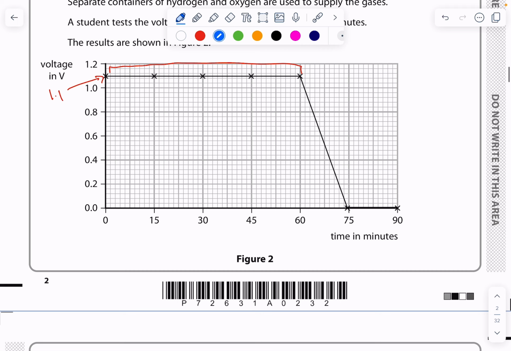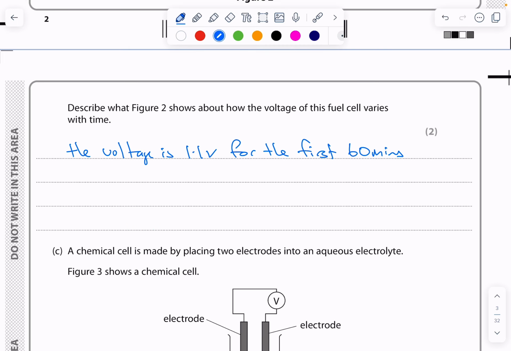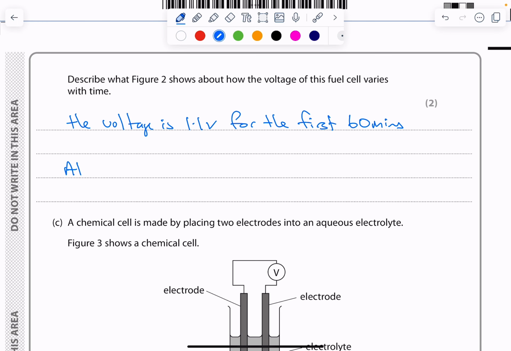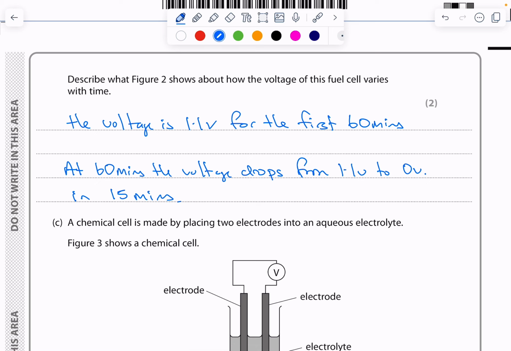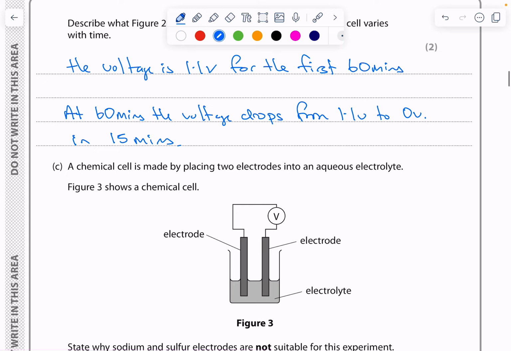I'm then going to look at what happens here, and you can see that the voltage drops. So it drops from 1.1 to 0, and it takes 15 minutes. It goes from 60 to 75 in order for that to drop. So my next mark is going to be that at 60 minutes, the voltage drops from 1.1 volts to 0 volts, and then we can say in 15 minutes. Okay, so we've got ourselves 2 marks, and we referred a lot to the data from the graph.